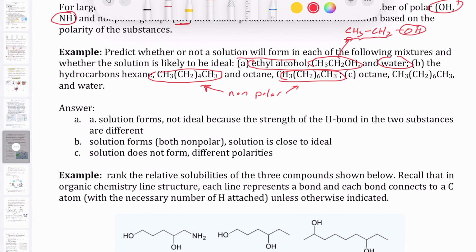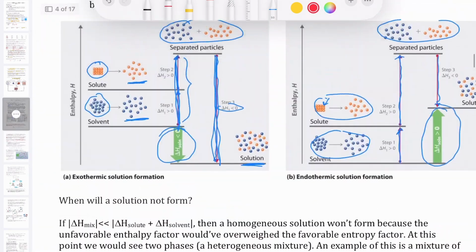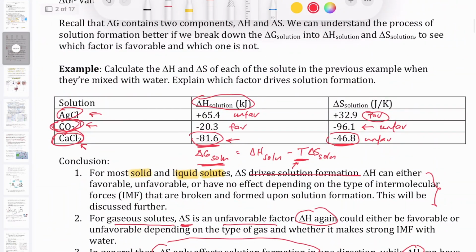Now, if you have octane and water, this is when you're not going to have a solution, okay? It doesn't form because you have a nonpolar molecule and a polar molecule, and they don't really want to mix, okay? That's how you think about whether mixing will happen or not, just based on polarity. You can't really calculate your delta H of solution the same way as we did at the very beginning of this chapter. Here's another example.